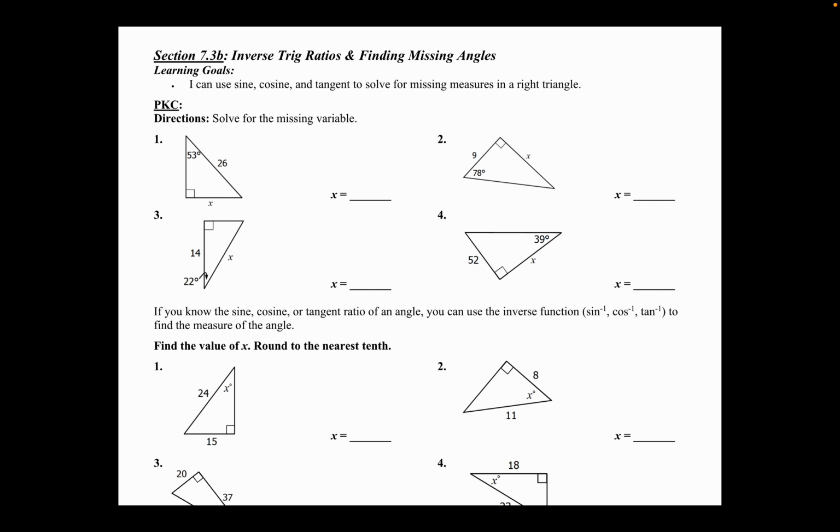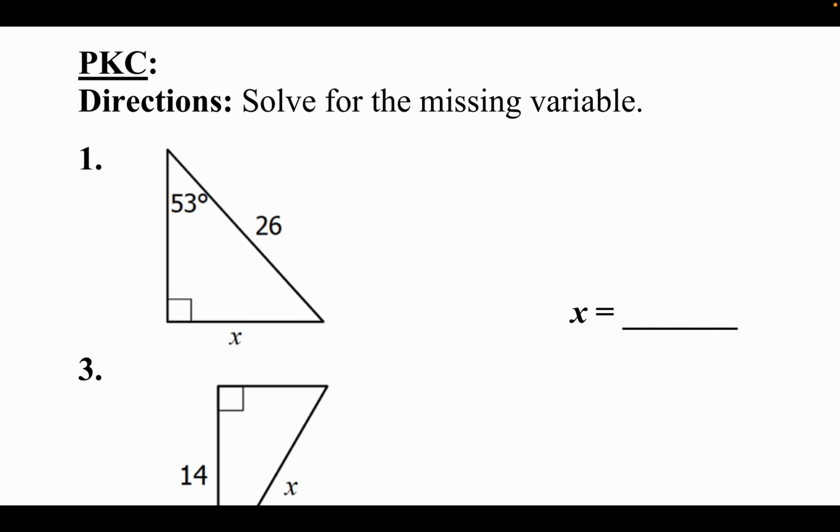So our learning goal: I can use sine, cosine, and tangent to solve for missing measures in a right triangle. So let's just do some prior knowledge check, just a refresher on the last section.